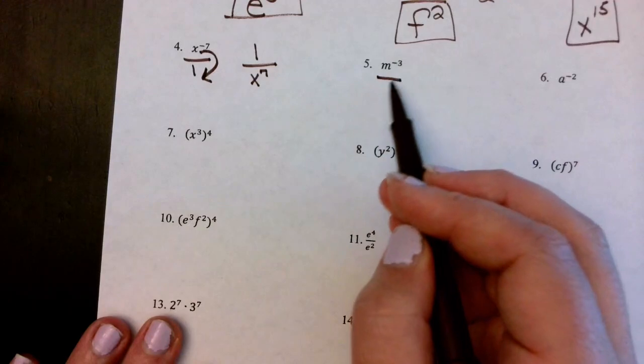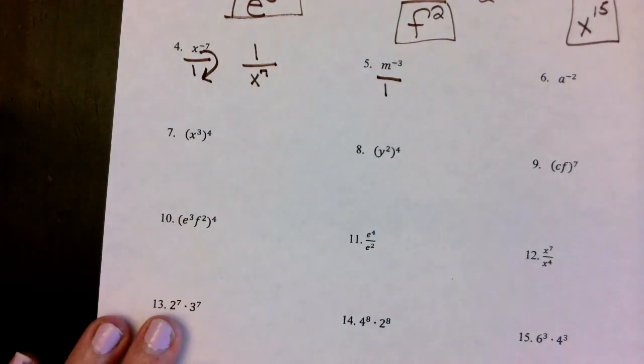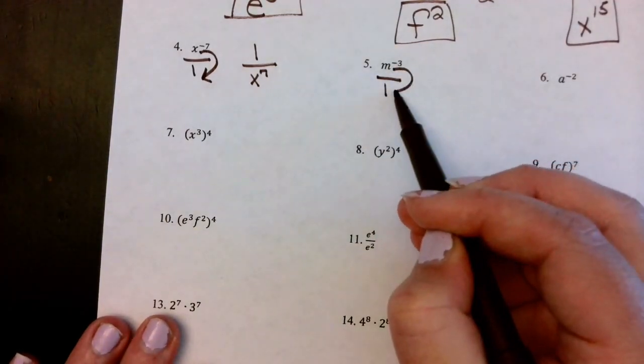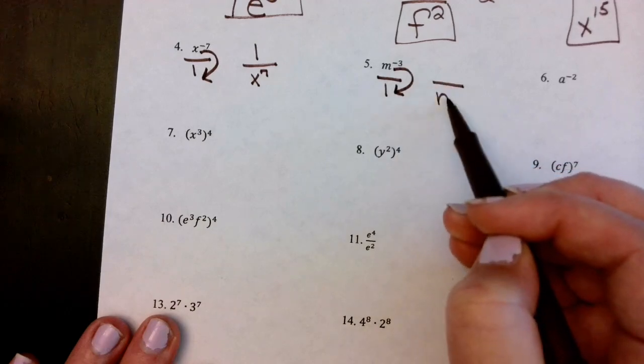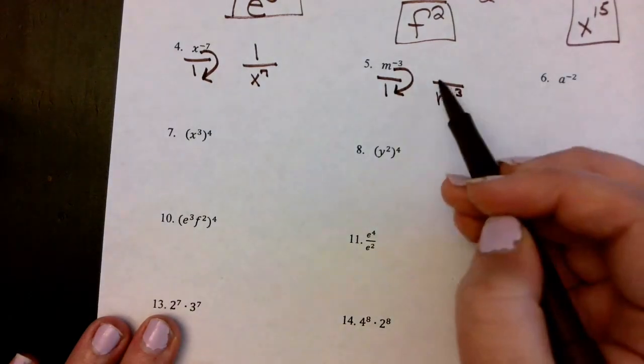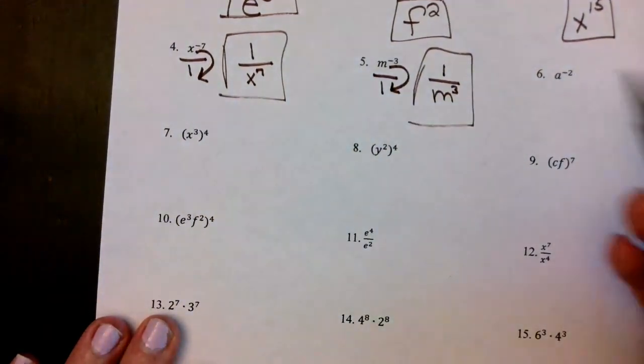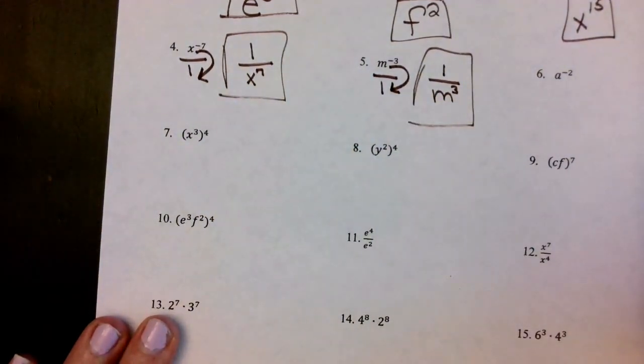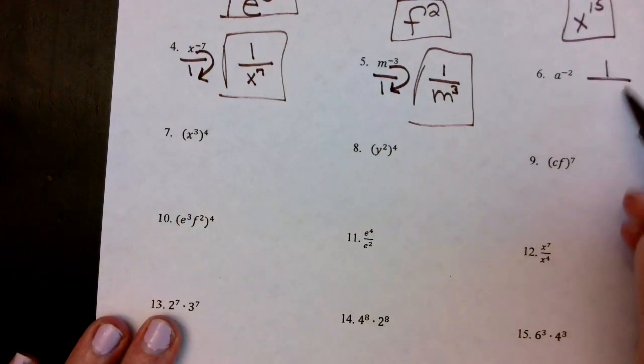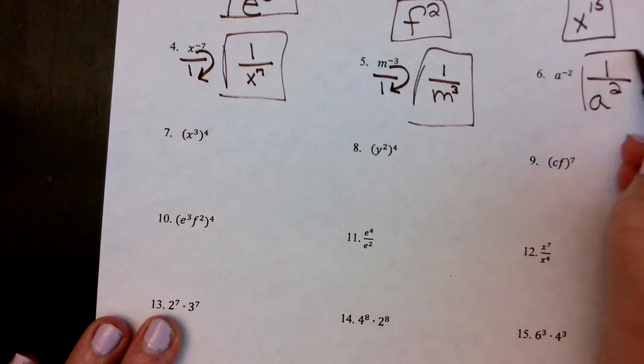Same thing for the next one. It's a negative exponent. Put it over 1. You bring it to the denominator to magically make it positive. And then I need that placeholder. Look at the number 6. Hopefully you got 1 over a squared.